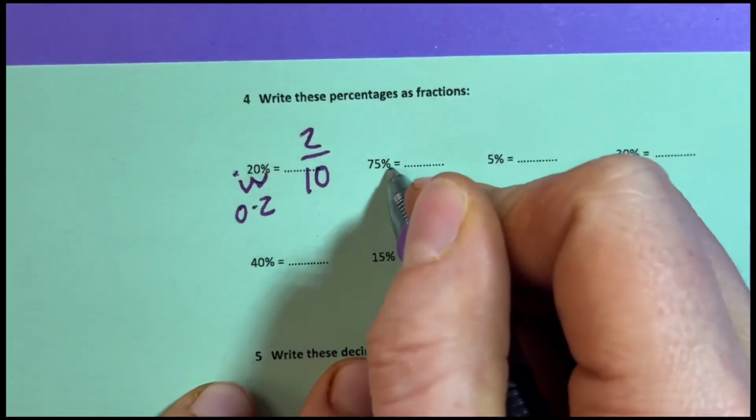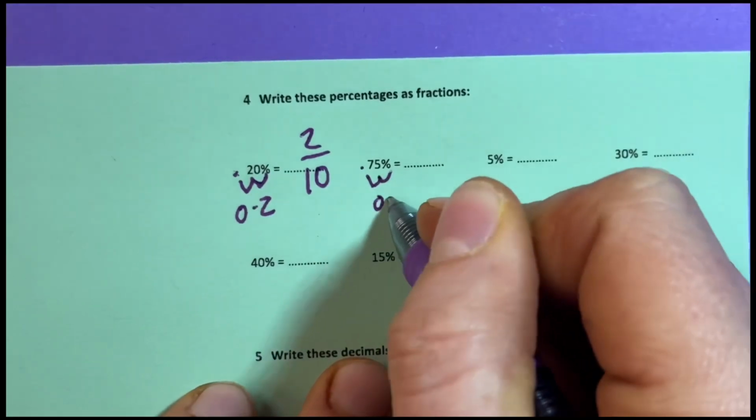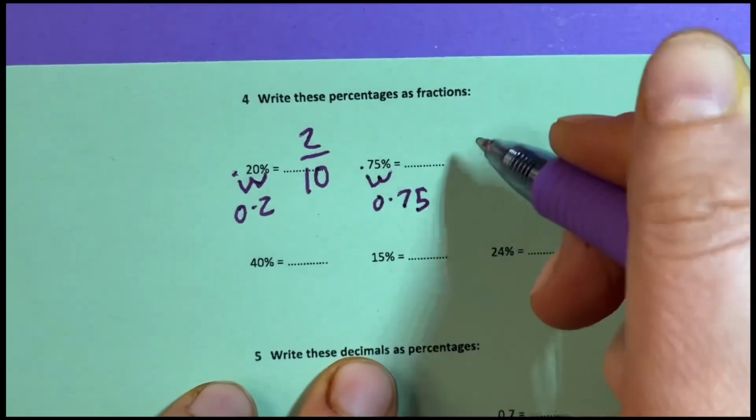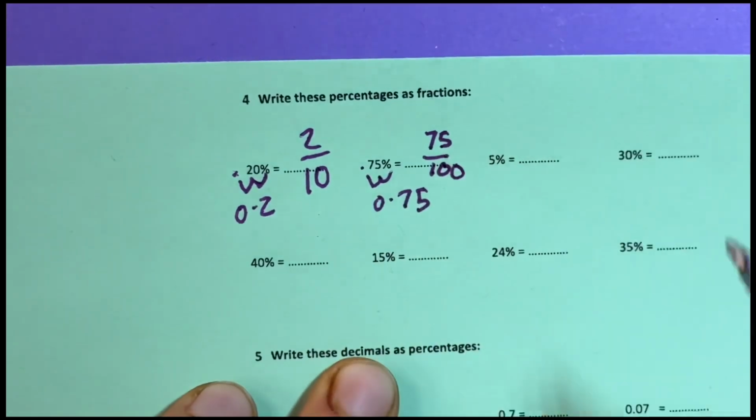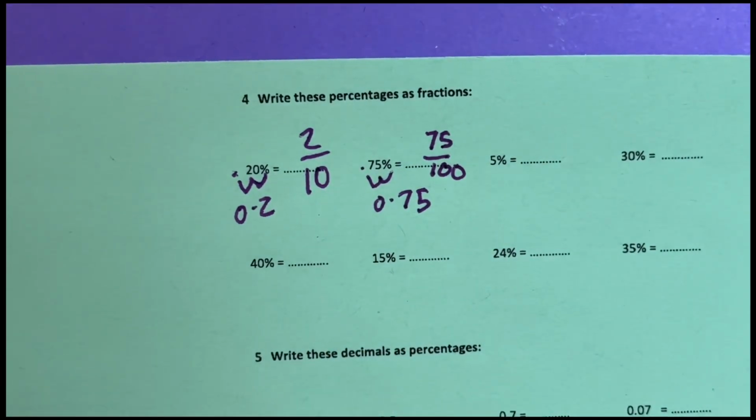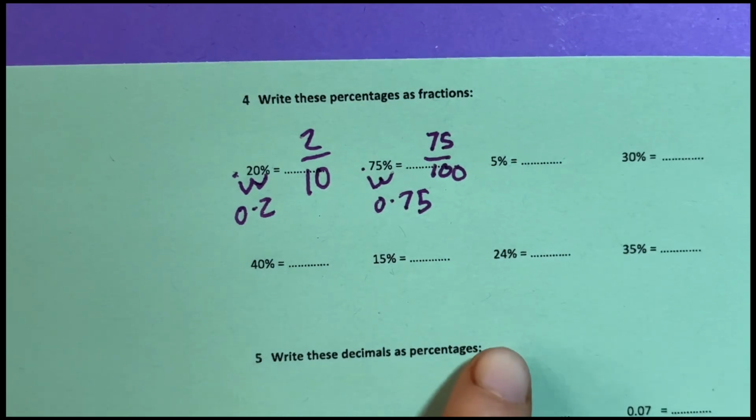Okay, with this one, we move it over twice. We get 0.75, and we know that as a fraction is going to be 75 over 100. So go ahead and turn all of these percentages into fractions. So pause it and then come back and I'll do it.